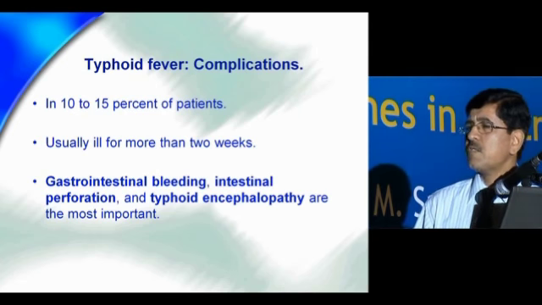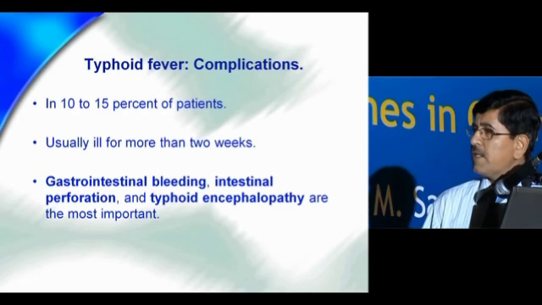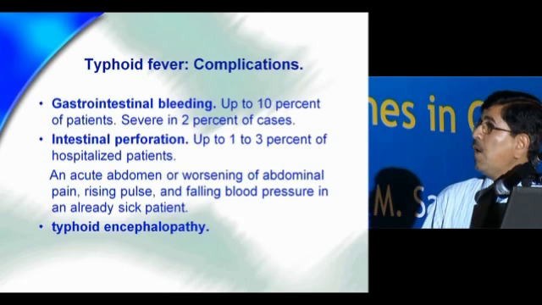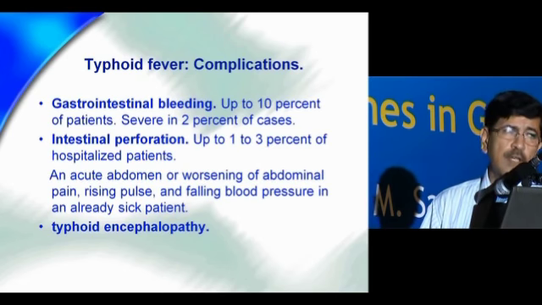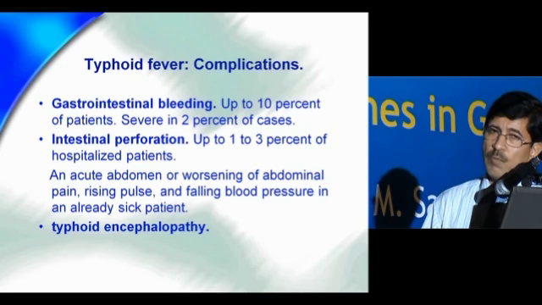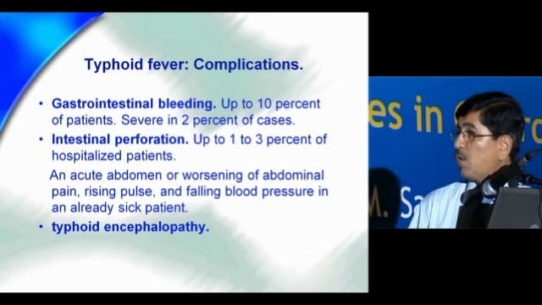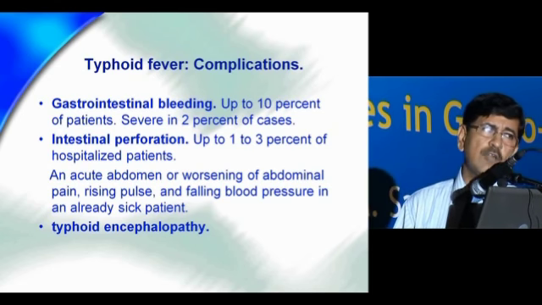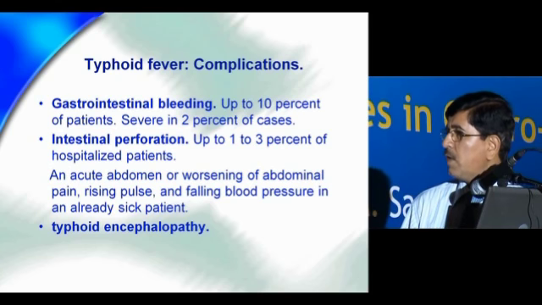Up to 10% of the patients can bleed, and severe bleeding can occur in up to 2% of the cases. Intestinal perforation can occur in up to 1 to 3% of patients who are hospitalized. An acute abdomen or worsening of the abdominal pain, an increase in the pulse rate, and a fall in the blood pressure in a sick patient should make one suspect that the person has a bleed or intestinal perforation.